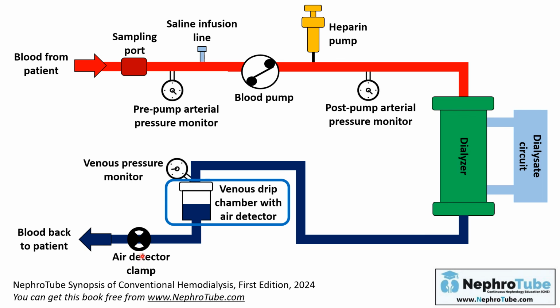And this will stimulate the air detector clamp to act and close this line to prevent the air from entering the patient, and the blood pump will stop, the machine will give an alarm, and the dialysis will be stopped. So if the blood level here falls because of air, this will stimulate the air detector clamp to act and prevent the air from entering the patient, an alarm will sound, and the blood pump will automatically stop.